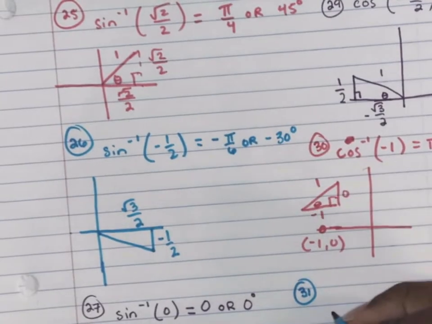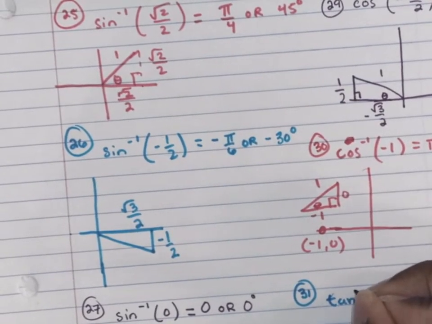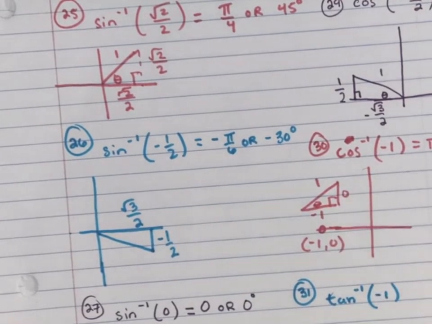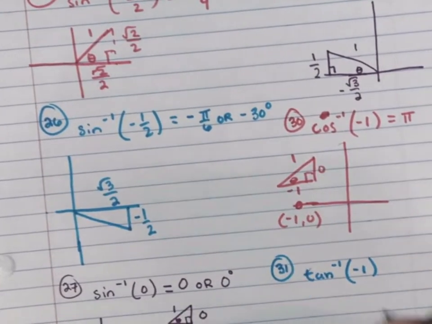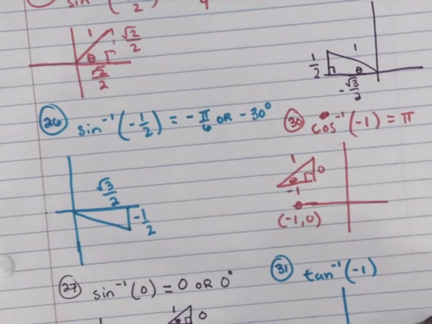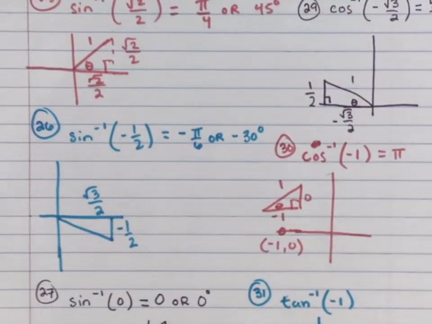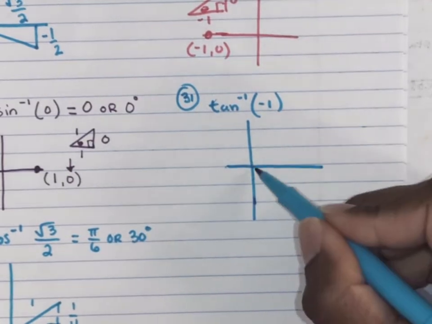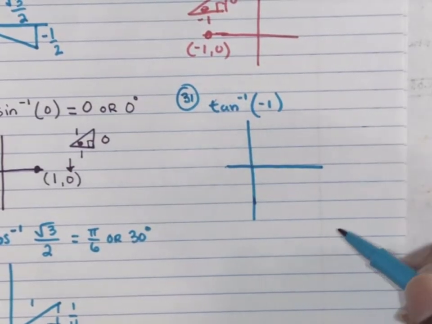Number 31, tangent. Tangent inverse when the exact value is negative 1. Now, if you remember for tangent, you get 1 out for tangent when you are at the 45s. So my options would be this 45 or this 45, because that's when tangent equals 1.